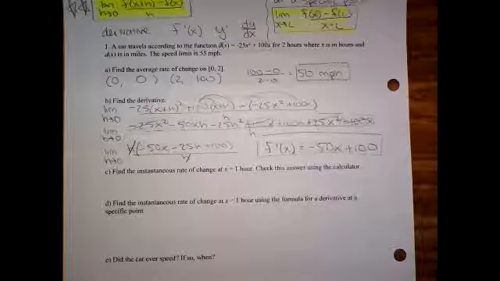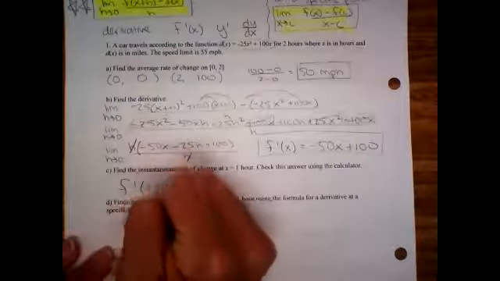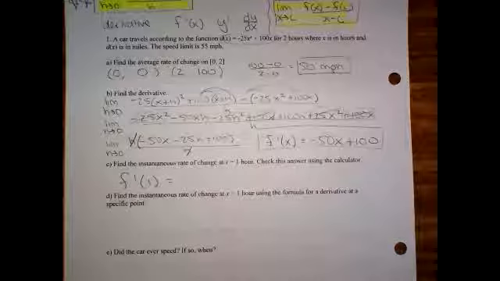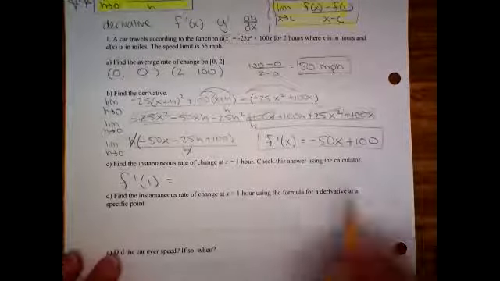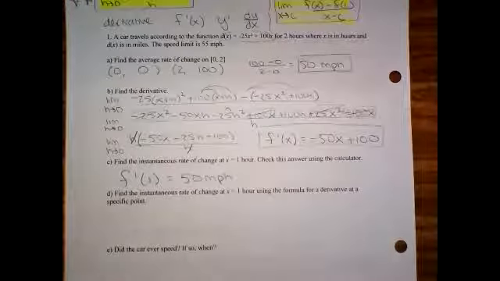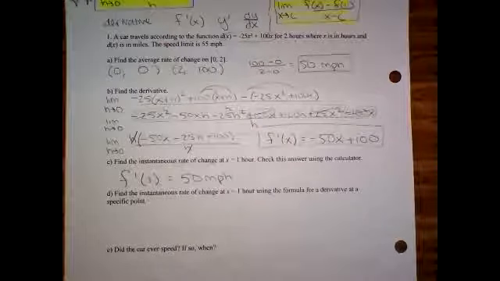All right. So C says find the instantaneous rate of change at 1 hour. You have to find f prime of 1. You have to plug 1 into that derivative. So if you plug in 1, that'll be negative 50 plus 100. So 50 miles per hour. That still does not mean that the car was always going 50 miles an hour. It only means that the car was going 50 miles an hour at time 1 hour. So we still don't know what it was doing the rest of the time.